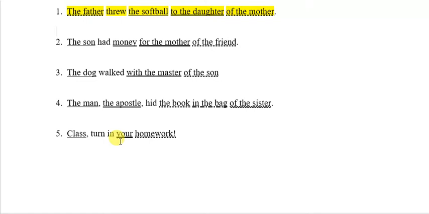Of the friend is the friend's mother, or to the daughter of the mother. That would be the mother's daughter. Here we have turn in the of you homework, or your homework. And then the word homework, what is it here? You turn in what? What are you to turn in? It's the direct object of the sentence, and that would be in the accusative case.